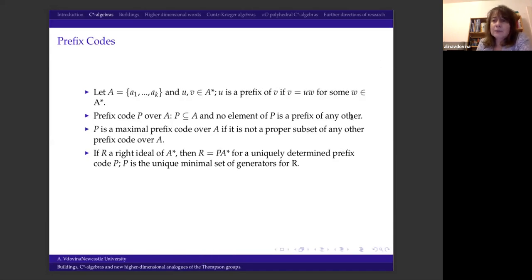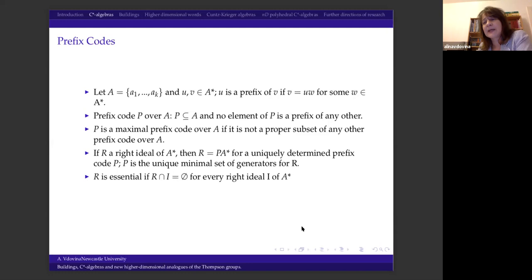I do realize that it's quite technical, but we do need this because I still want to give a little bit of details. So if R is a right ideal of A star, then R equals the product P A star for a uniquely determined prefix code P, and P is the unique minimal set of generators for R. Of course this would be a series of lemmas, but I think the best reference is maybe the paper of Berger, 2004.